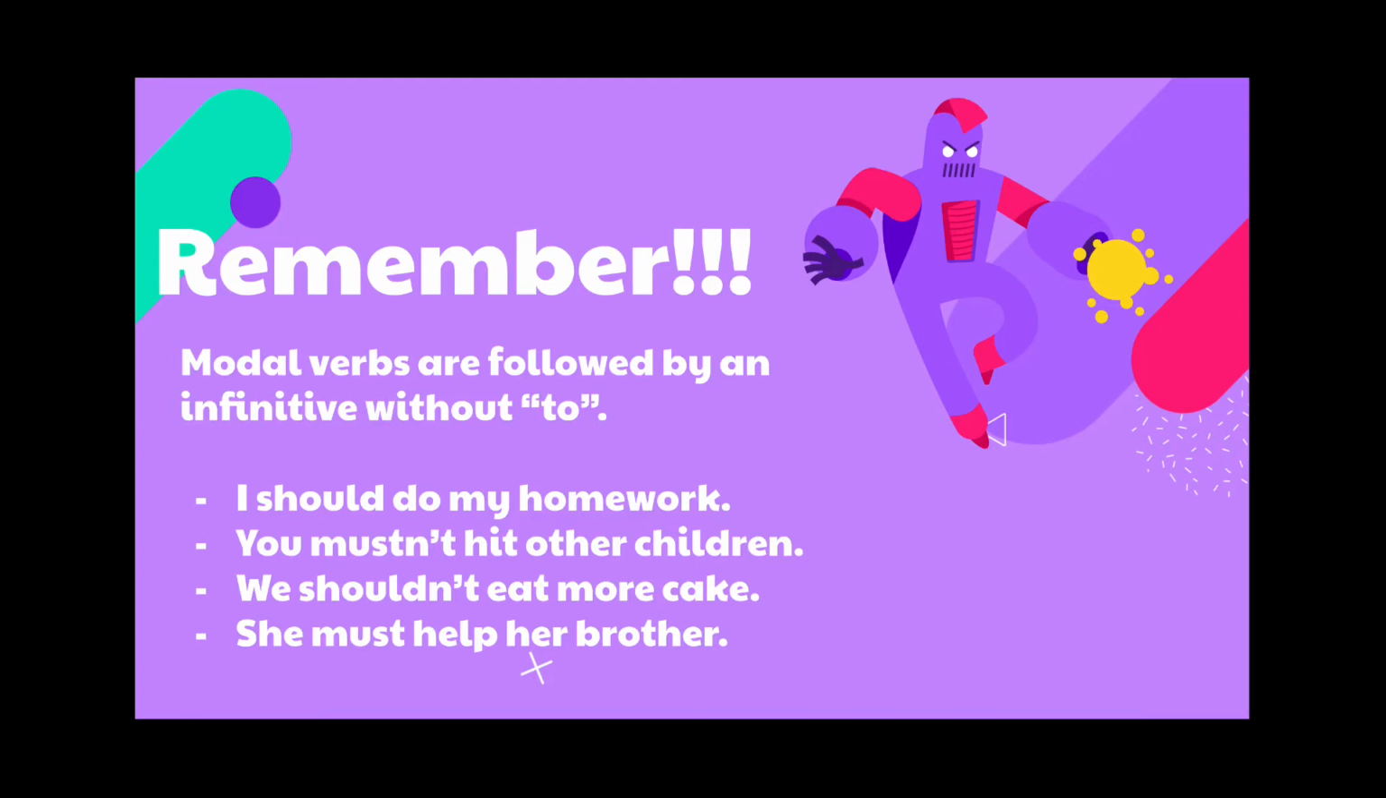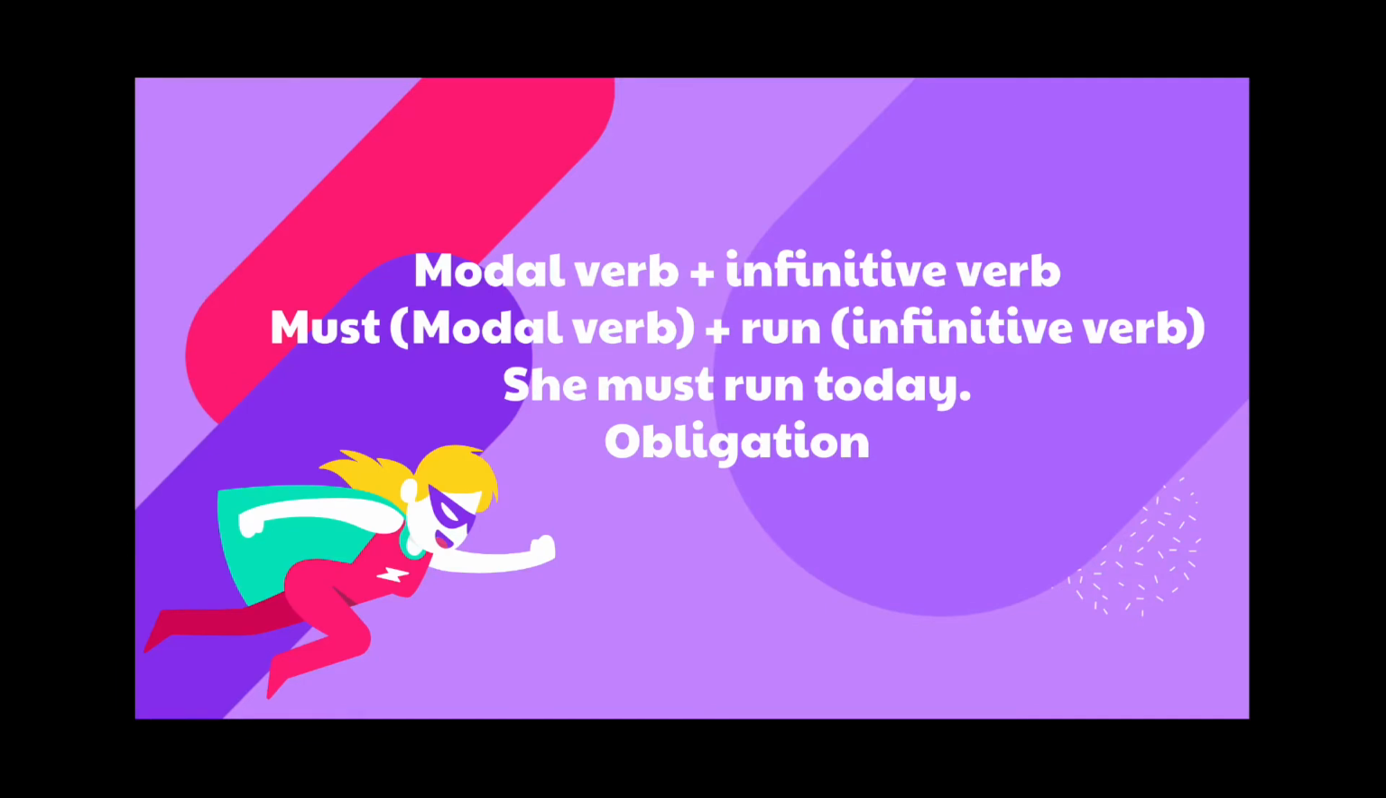Notice how all of the verbs, the second verb, or the main verb in the sentence, does not have to in front of it. For example, the modal verb must plus the infinitive verb run without to gives us the sentence, she must run today, which is an obligation. Now that we've talked about the functions of modal verbs as well as characteristics and some tips to remember, let's see some of the modal verbs we'll be using for this week's activity.